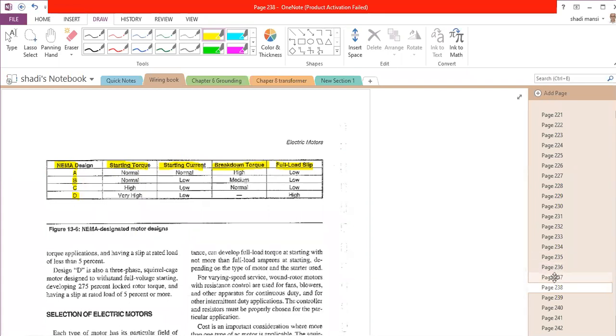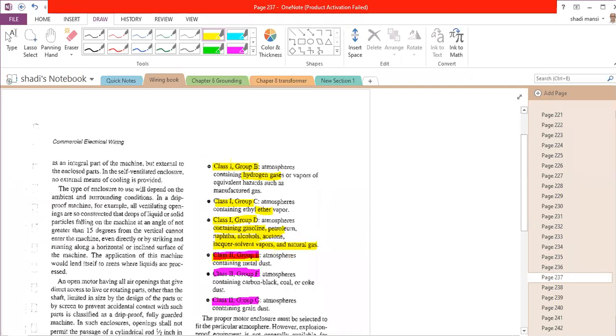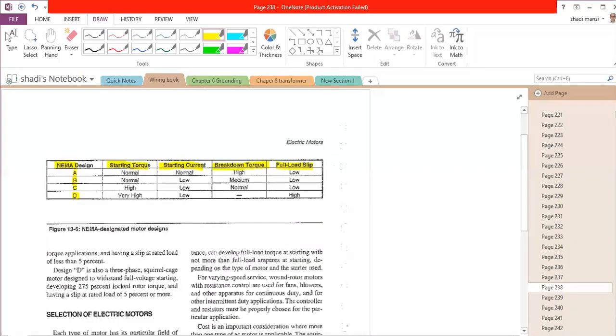Notice, go back to the previous page: there we talked about classification Class 1, Class 2, Class 3, and here we are talking about Type A, Type B, Type C, Type D. According to NEMA classification, here I'm talking about the electrical and mechanical properties of the motor: starting torque, starting current, breakdown torque and full load slip. I used to ask students to memorize them; now I tell you to memorize them, so that if a question comes, you can jump right in and answer it.